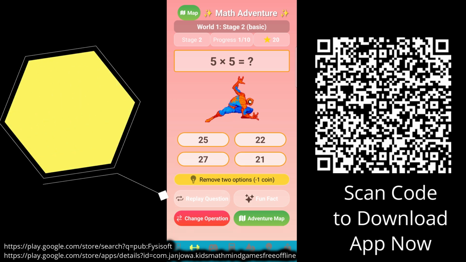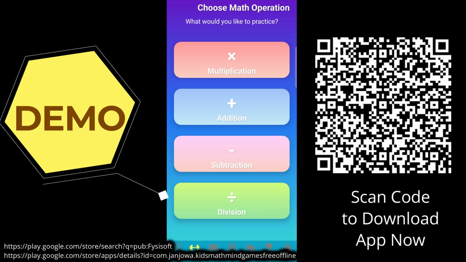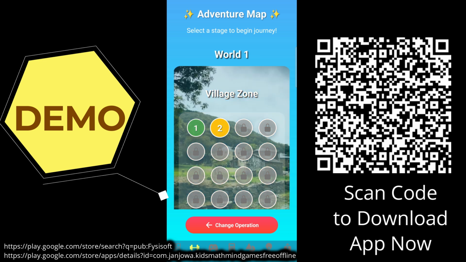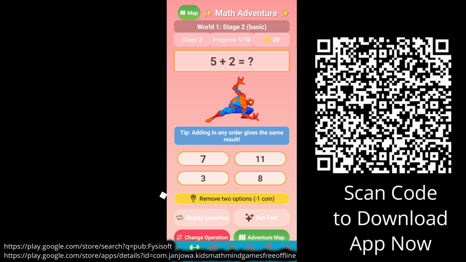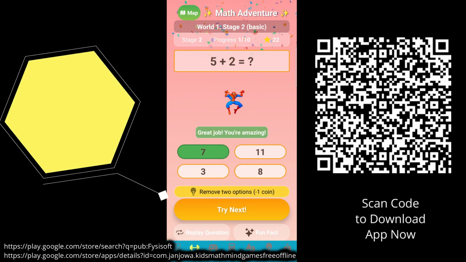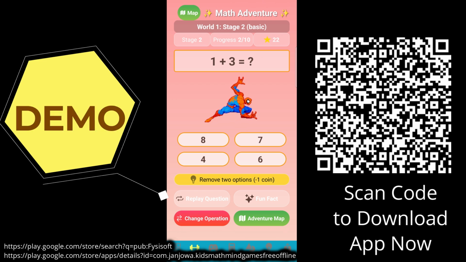What is 5 times 5 equals? Here's a helpful tip. Break big problems into smaller ones. What is 5 times 5 equals? What is 5 plus 2 equals? Here's a helpful tip. Adding in any order gives the same result. What is 5 plus 2 equals?